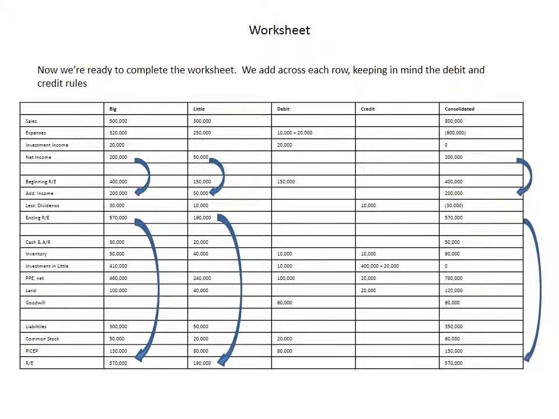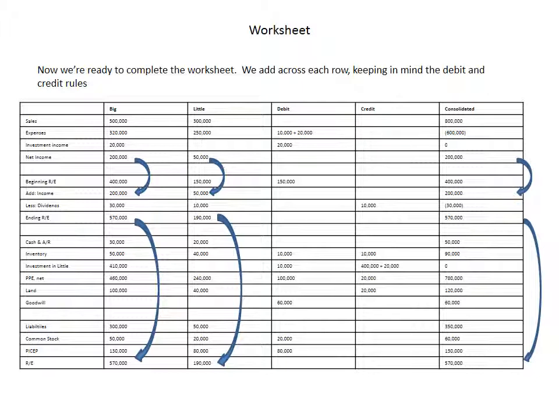Finally, let's do the balance sheet. Again, cash and receivables, there were no adjustments, so we simply add across 30,000 plus 20,000. Inventory, as reported, was 50,000 plus 40,000, or 90,000. We added $10,000 because their inventory was undervalued. Then we realized that by the end of the year it's all been sold, so we take it away again. And so we're left with the $90,000.